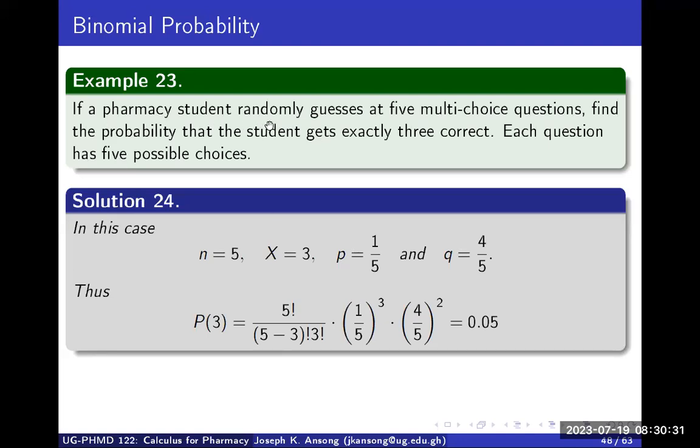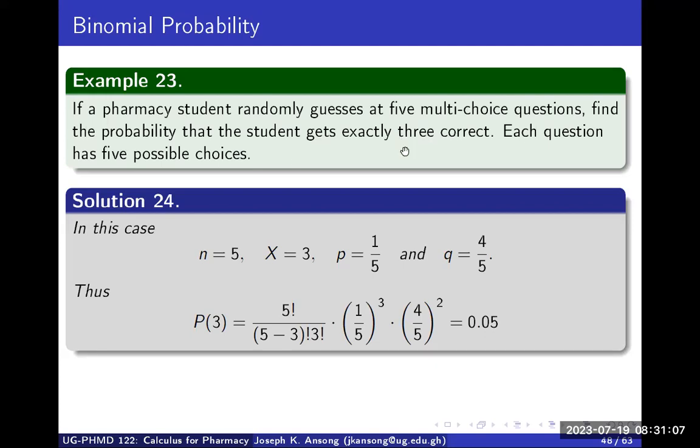If a pharmacy student randomly guesses at 5 multiple-choice questions, find the probability that the student gets exactly 3 correct. Each question has 5 possible choices. Suppose the student doesn't want to study, and all they want to do is go to the exam hall and guess randomly at 5 multiple-choice questions. What is the probability that the student gets 3, maybe more than the pass mark or so? What is the probability they get exactly 3?